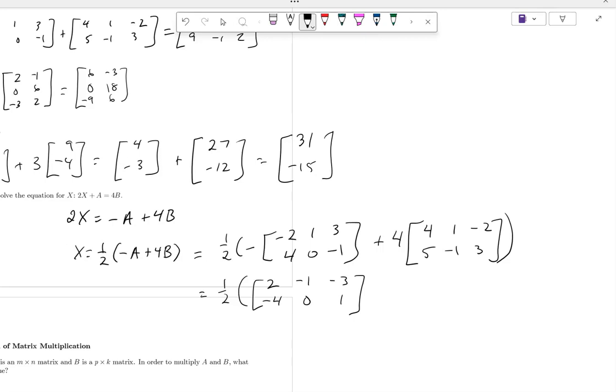Everybody okay with that? Just taking the negative and distributing it throughout everything? What do you get in the second one when you multiply by the 4? Yep, good. So again, we take the scalar, the number, and multiply it through each entry, right? Then when we add, what do we get when we add those things together?